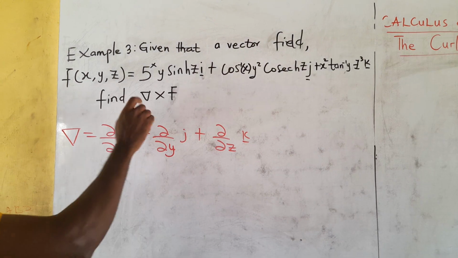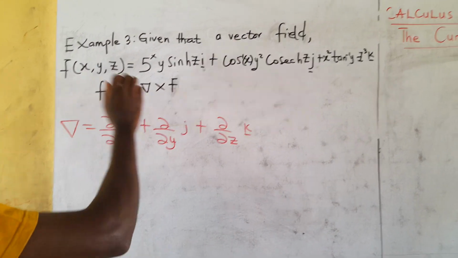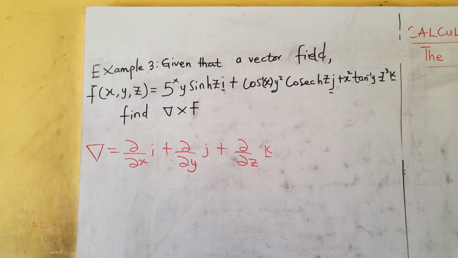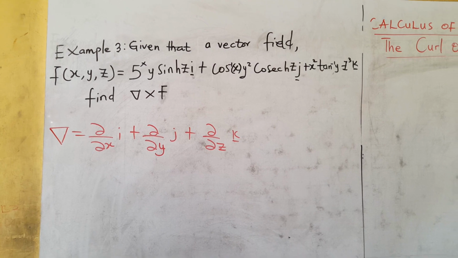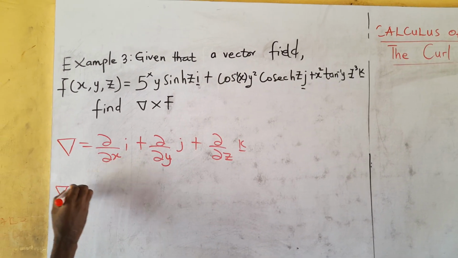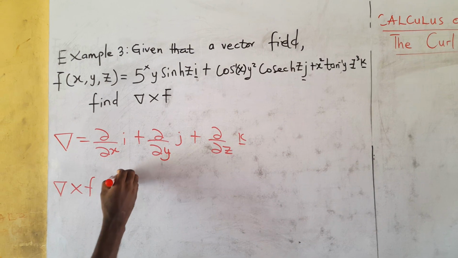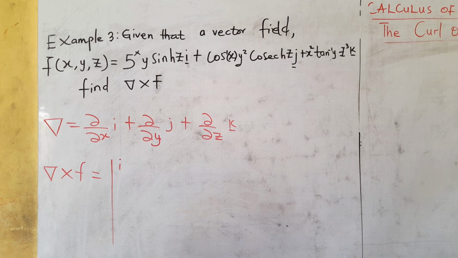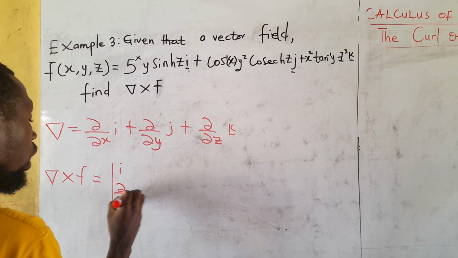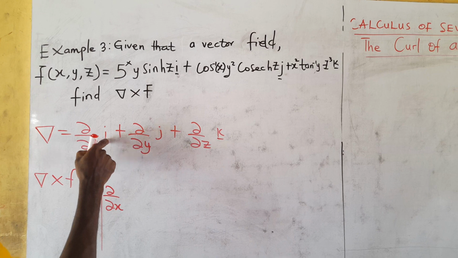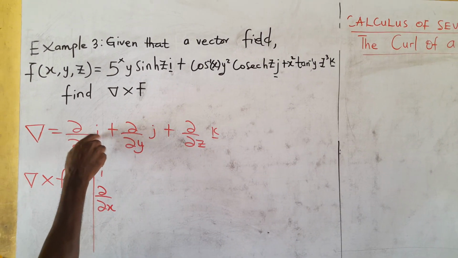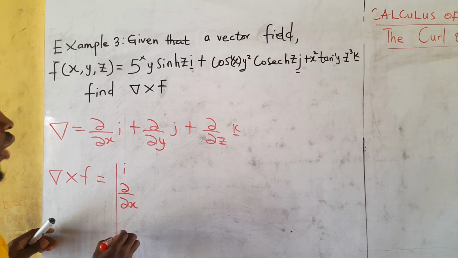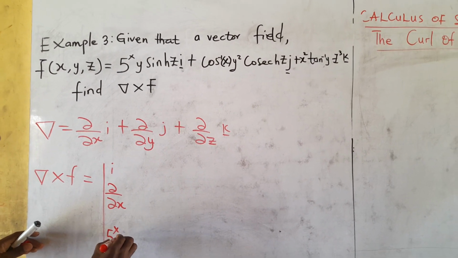So, if we ask to find the cross product between the vector differential operator and f, which is also a vector form, it will just be the determinant of a 3 by 3 matrix. So we said that del cross f will be equal to a determinant. That's i, j, and k forming the first column. So we have the differential operator del over del x, having i as its coefficient. Then the vector field, which is e to the power xy sinh z.